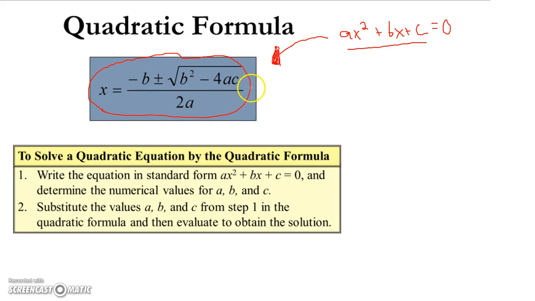Now that you've got this formula, minus b plus or minus the square root of b squared minus 4ac, all of that over 2a, you can use this to plug in any quadratic equation. You simply solve it by plugging in your a for the a, your b for the b, your c for the c, and solving for the x. That's what you're going to do. It's really simple. You just have to know the formula.